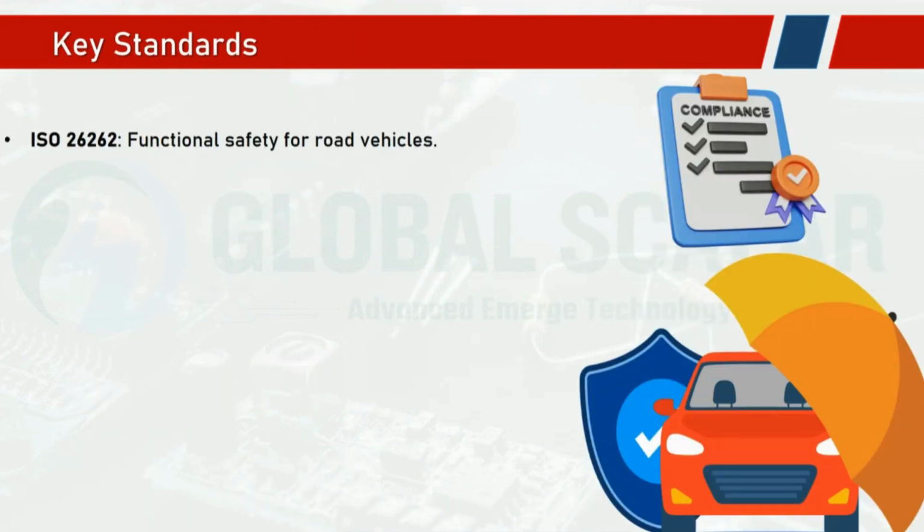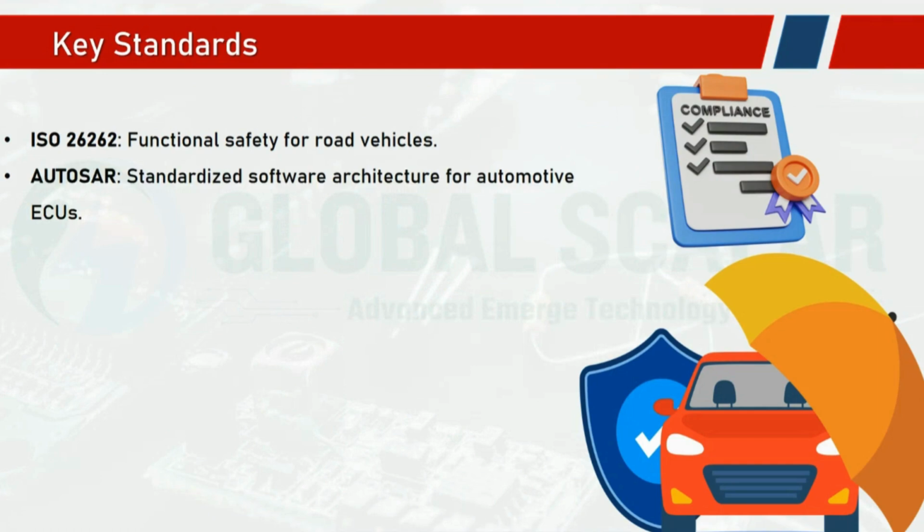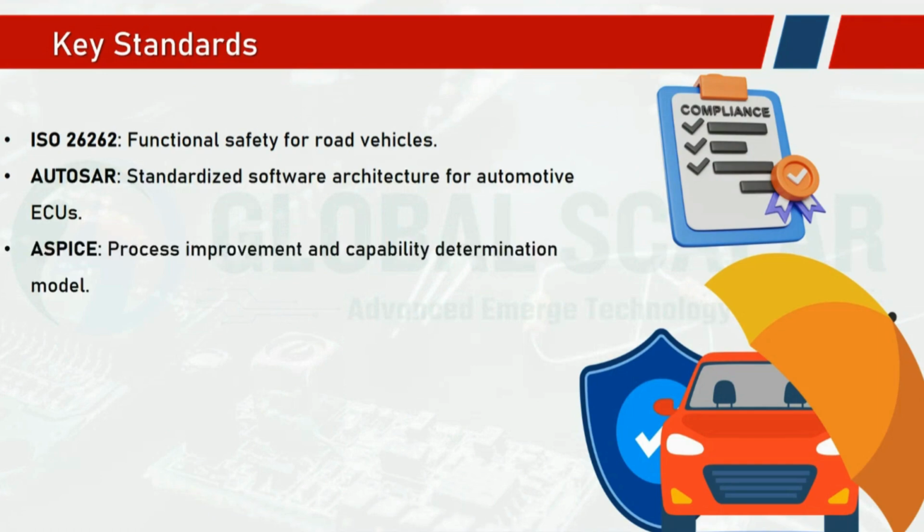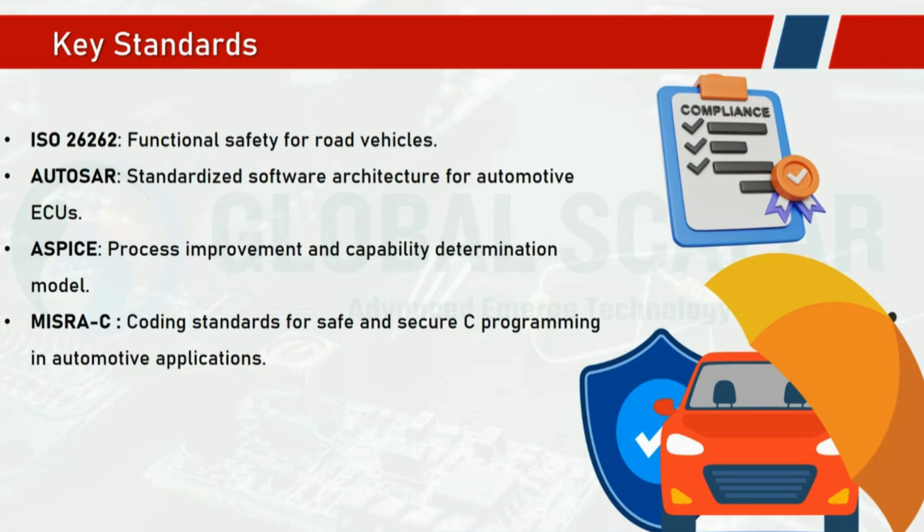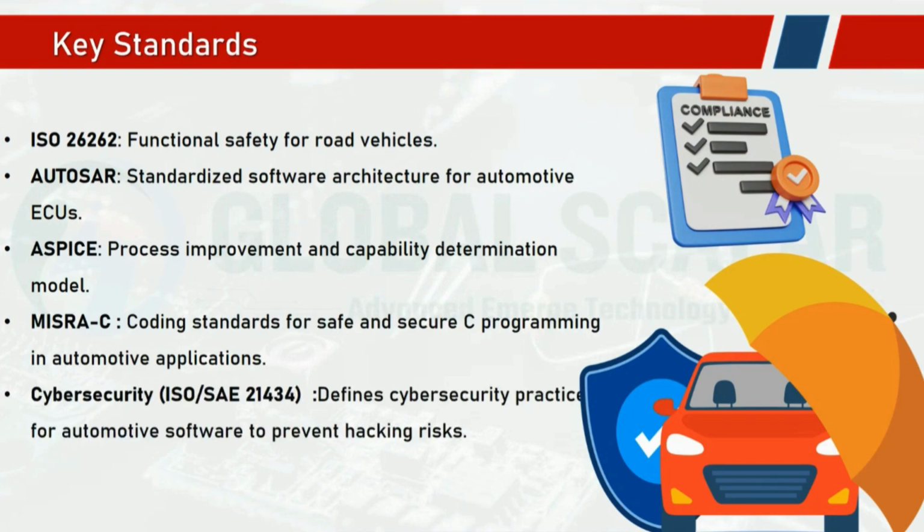What are the key standards to develop and test? ISO 26262 talks about functional safety for road vehicles. AUTOSAR is the standardized software architecture for automotive use. SPICE is a process improvement and capability determination model. MISRA C is the coding standard for safe and secure C programming in automotive applications. Cybersecurity defines the cybersecurity practices for automotive software to prevent hacking risks.